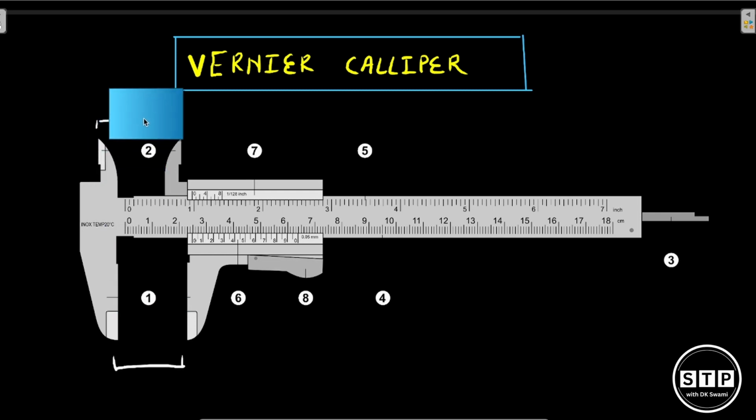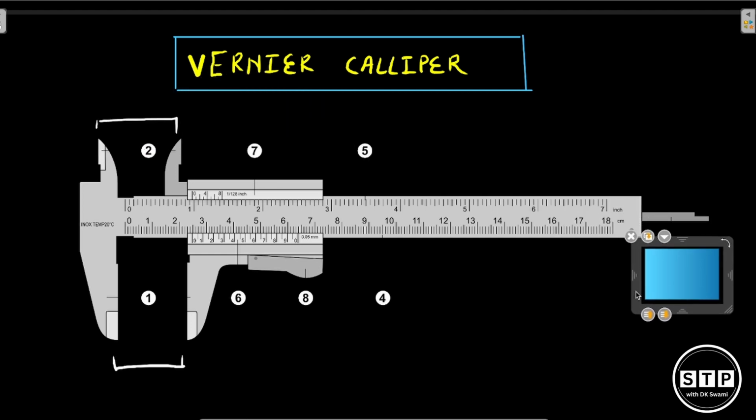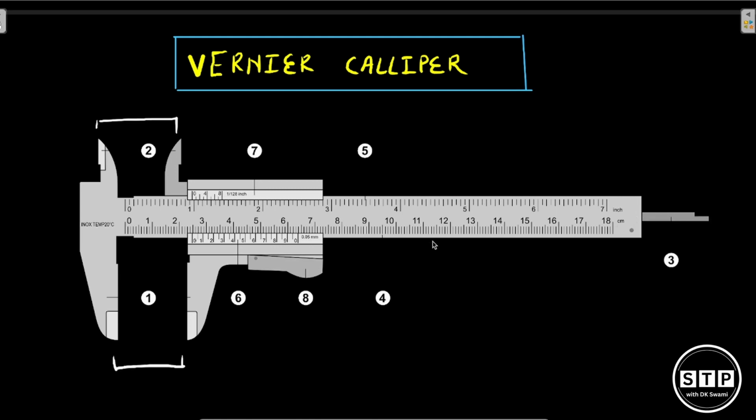And if I want to find the internal diameter or something, then I can place the upper jaws inside and find the internal diameter of that. And using this part, the metallic strip, I can find the depth of the object, right? So now in this vernier caliper there are some important components.